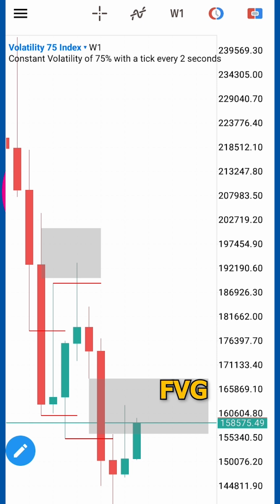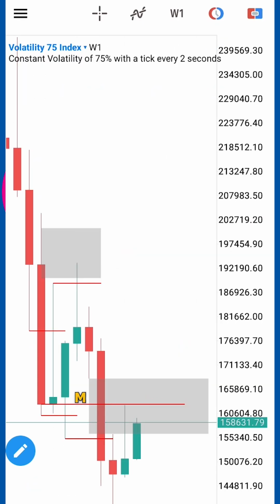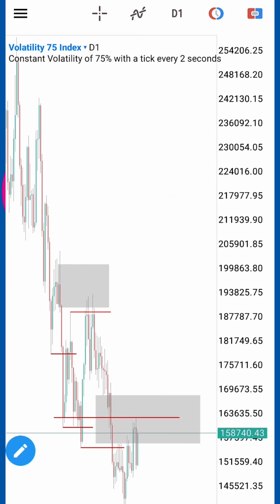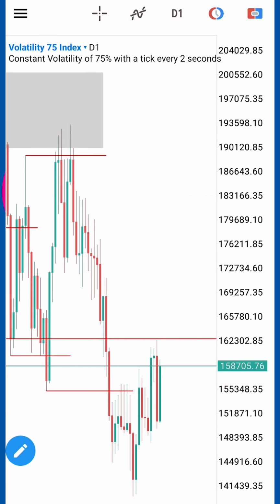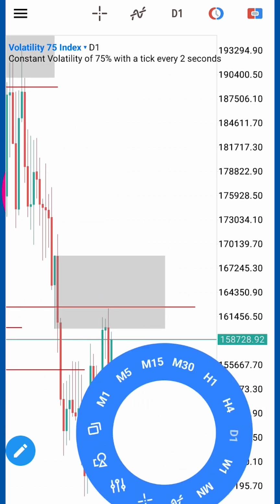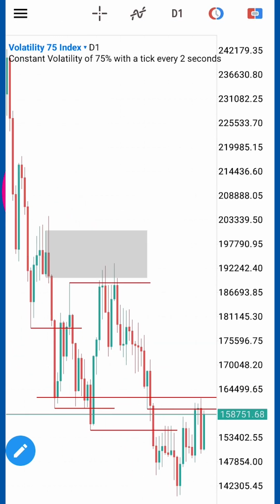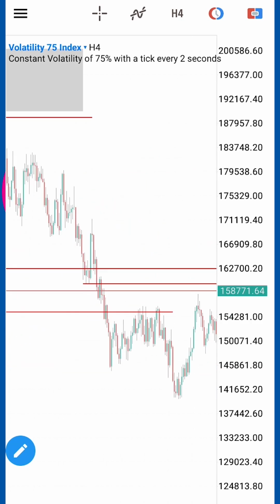So price tried to fill the imbalance or the fair value gap, but it was met with the weekly mitigation block. Yes, it did not hit the body, but it hit the wick technically. And when we zoom into the daily time frame or smaller time frame, we can see it hit the daily order block and it reacted off of it. You can see that it was sensitive on the wick. It hit on the wick of the daily order block.